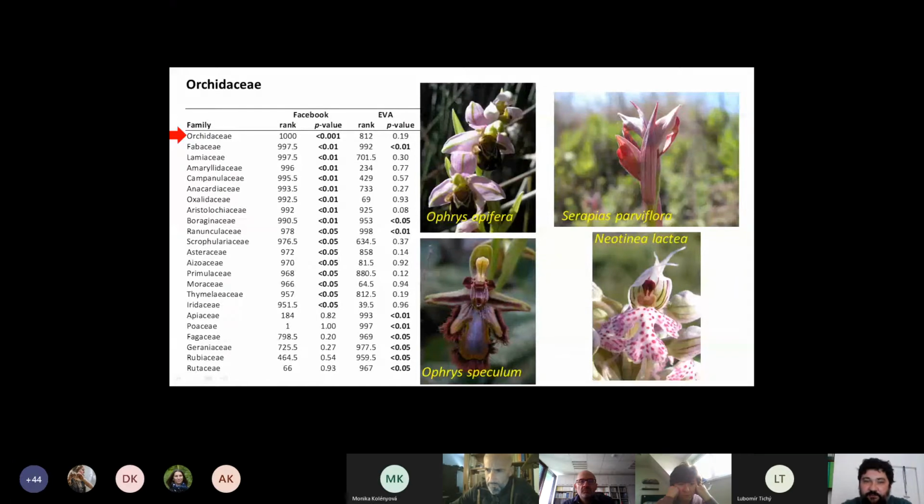Because orchids are a very common target for amateur botanists, but on the contrary, they are much less frequent in vegetation samples, because it's difficult to identify the species if not in bloom, and so usually in the sample it's at genus level.